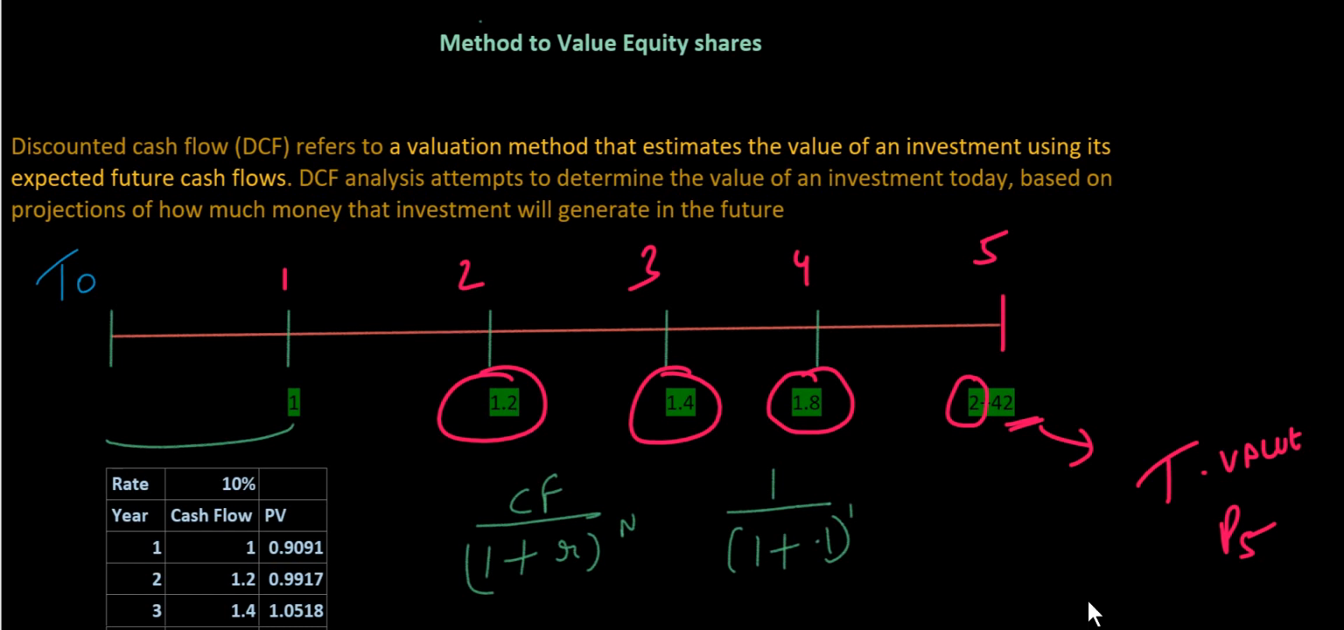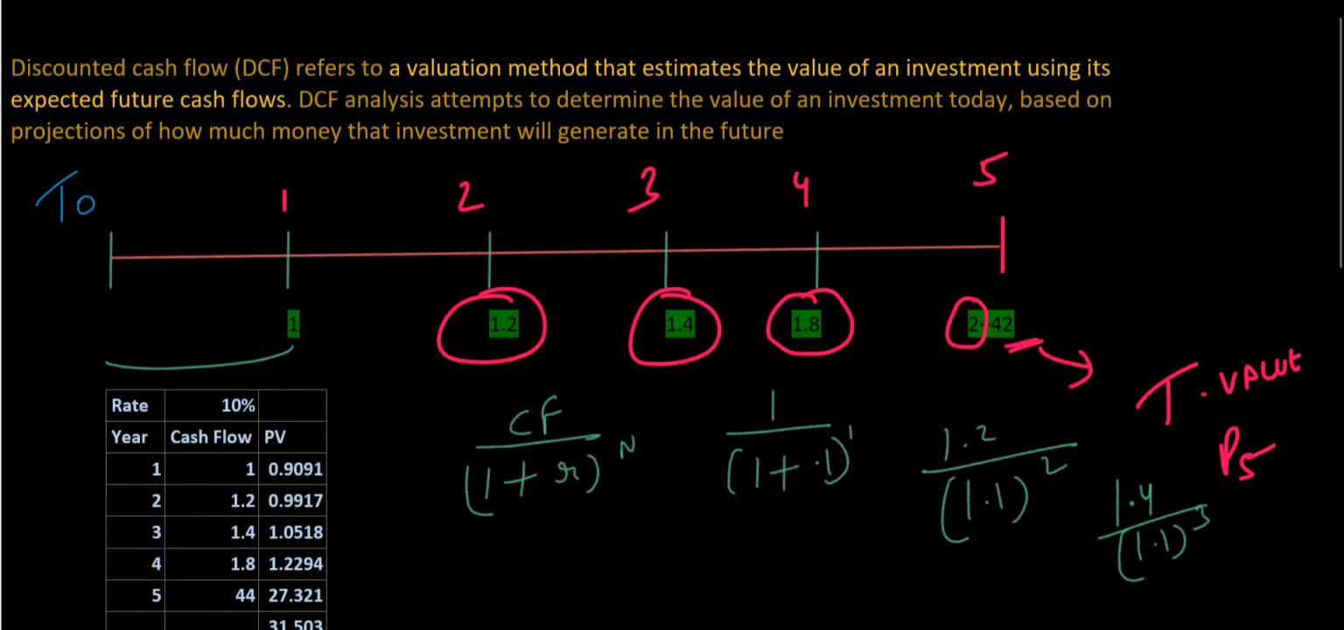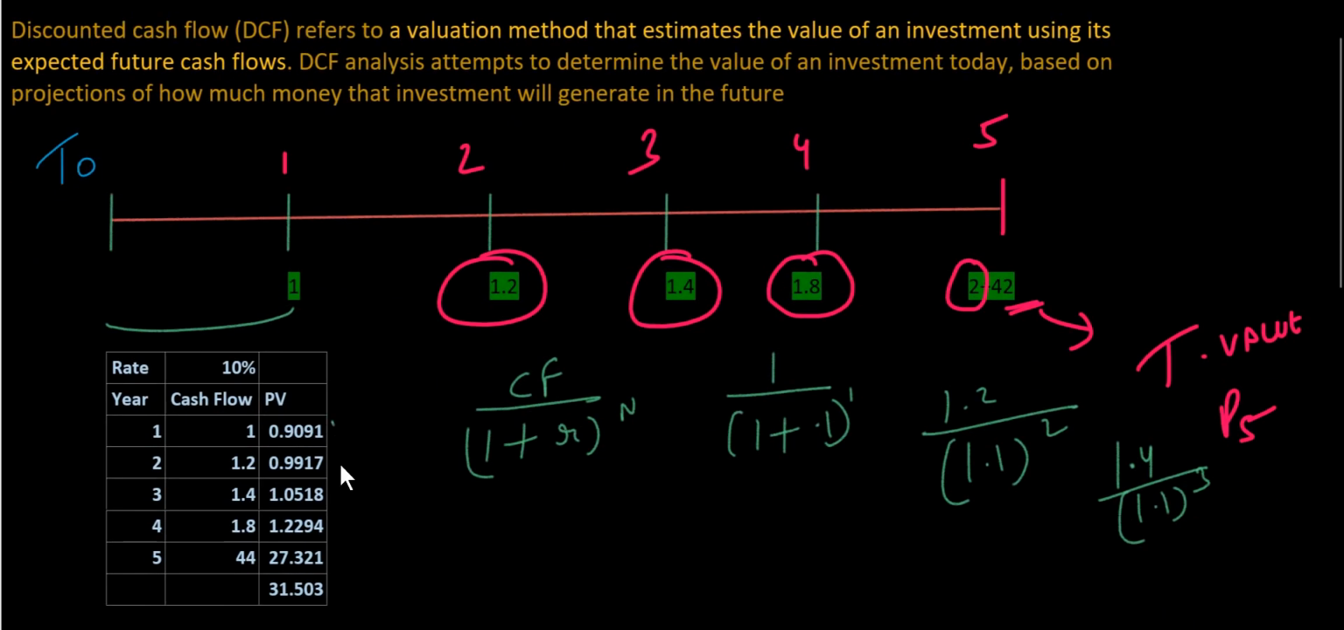For the cash flow of 1.2, how to compute the present value? 1.2 divided by 1.1 to the power 2. I have discounted it back by power 2 because the cash flow is 1.2 for the second year and my n is 2. For the third year, the cash flow is 1.4 divided by 1.1 to the power 3, and so on. That's how I can compute the present value of these cash flows. Now I will just sum them up and I will get this value, and this is basically my intrinsic value.